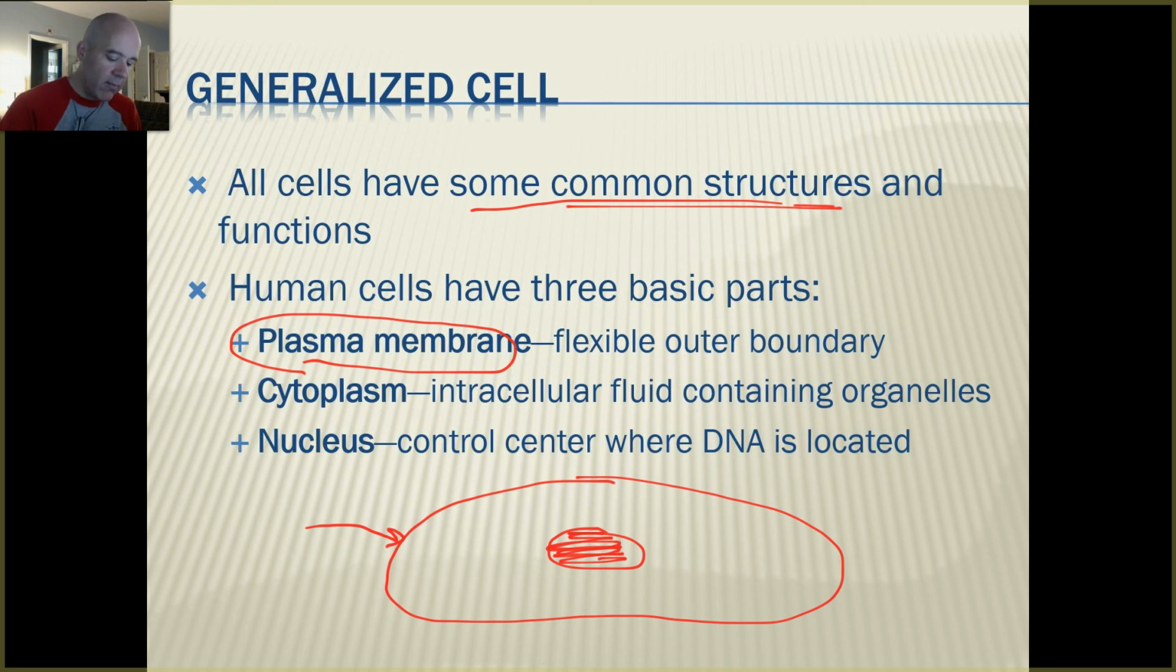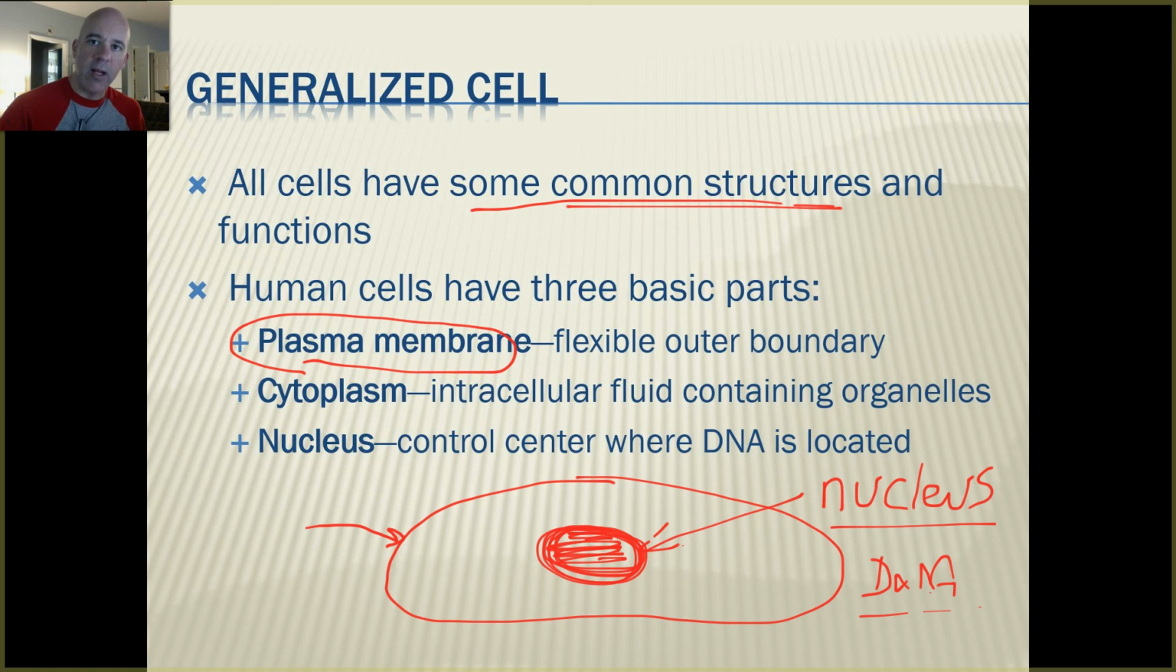All right, and then inside the cell, you have a structure which, if you're looking at cells under the microscope, has a darker appearance, and that is the nucleus. The nucleus is where the DNA molecules are located. The chromosomes of human cells are inside there, and the nucleus itself has a membrane covering around it. The nucleus is sometimes called the control center of a cell.